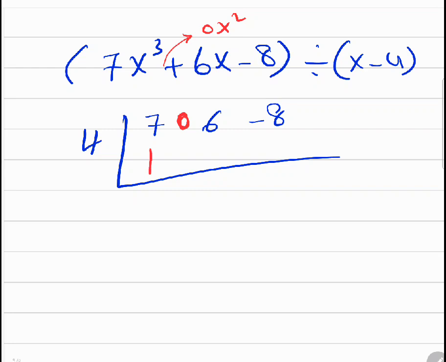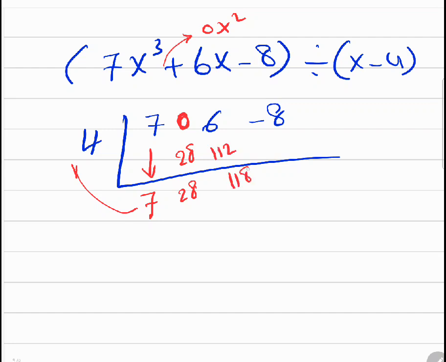4 times 7 is 28. And 0 plus 28 is 28. Now 4 times 28. 4 times 20 is 80. 4 times 8 is 32. 80 plus 32, that's going to be 112. And 6 plus 112 is 118.